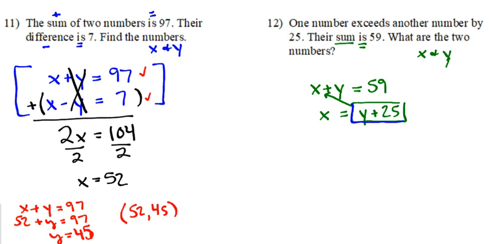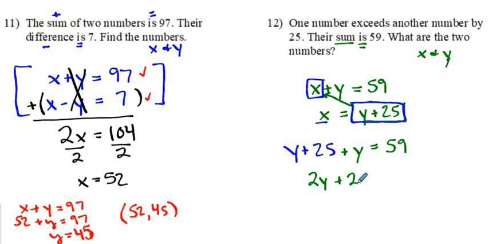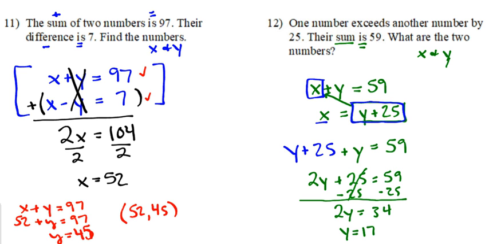So this blue box represents x. So when I come to x in that equation, I don't need to write just x, I can write y plus 25. Why would I do that? Because now that first equation, since I have substituted for the original x, only has one unknown in it. 2y plus 25 equals 59. I'll subtract 25 from both sides. 2y equals 34. Divide by 2, and you get y is 17. So there's one of my solutions.